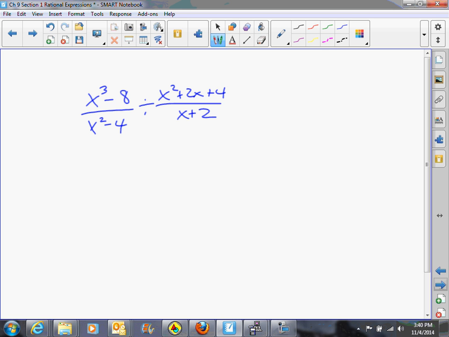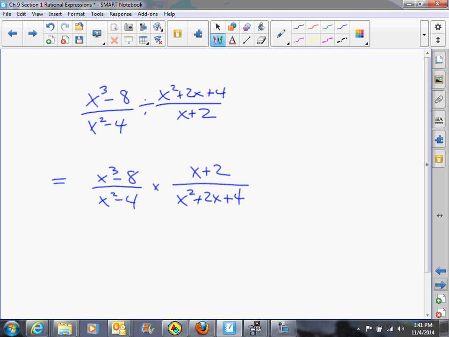Now we'll rewrite that question as x cubed minus 8 over x squared minus 4 times x plus 2 over x squared plus 2x plus 4. Now, I purposefully created this problem because this first binomial here, x cubed minus 8, can be factored, and it's the pattern that I told you back when we were talking about factoring that you're going to have to memorize, because there isn't any other way to get this.